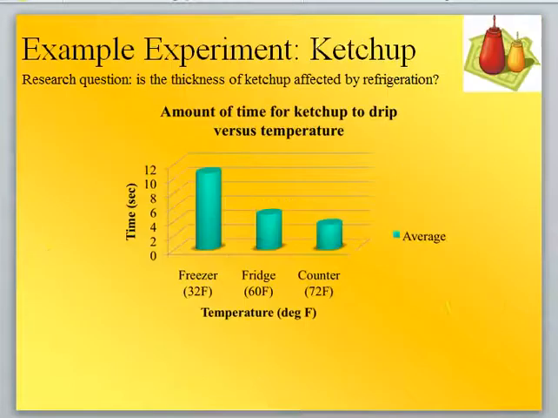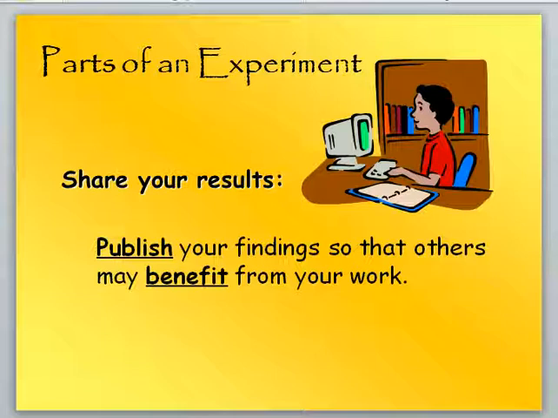So the graph in this slide gives you the averages for the freezer ketchup, the refrigerator ketchup, and the ketchup stored on the counter. It is now your job to write an analysis paragraph at the end of all of your questions, telling me how the experiment turned out, telling me what your findings were. And in the real world, when the experiment is finished, scientists would share their results with other scientists so that the experiment can be repeated, retested, retried to see if the same results happen over and over.